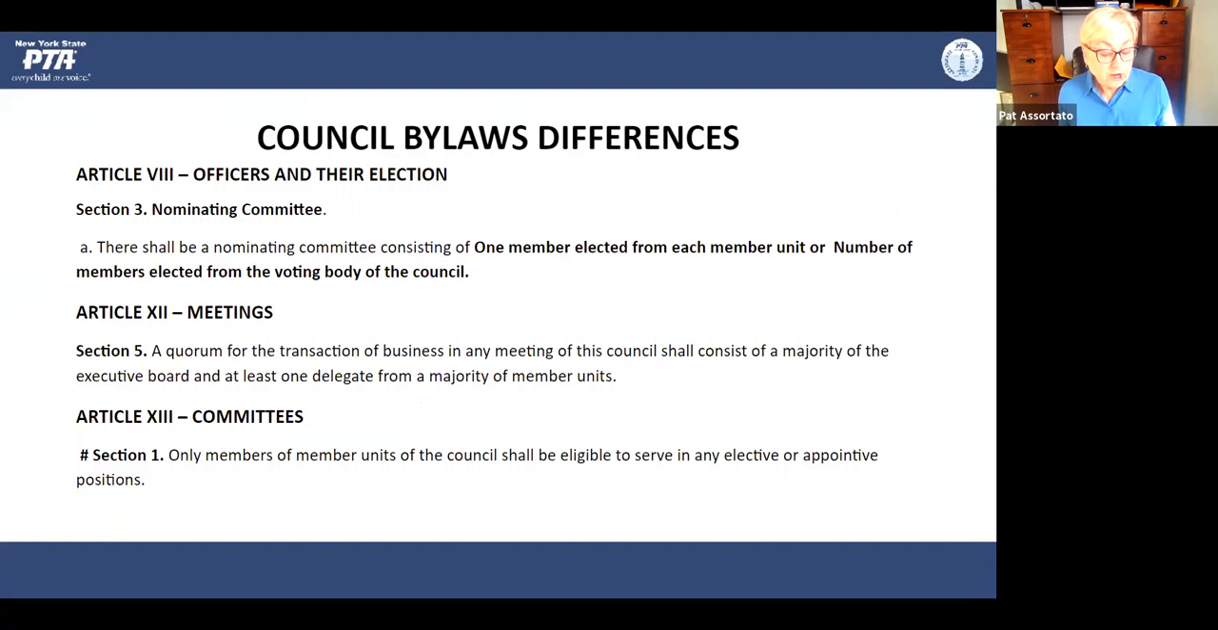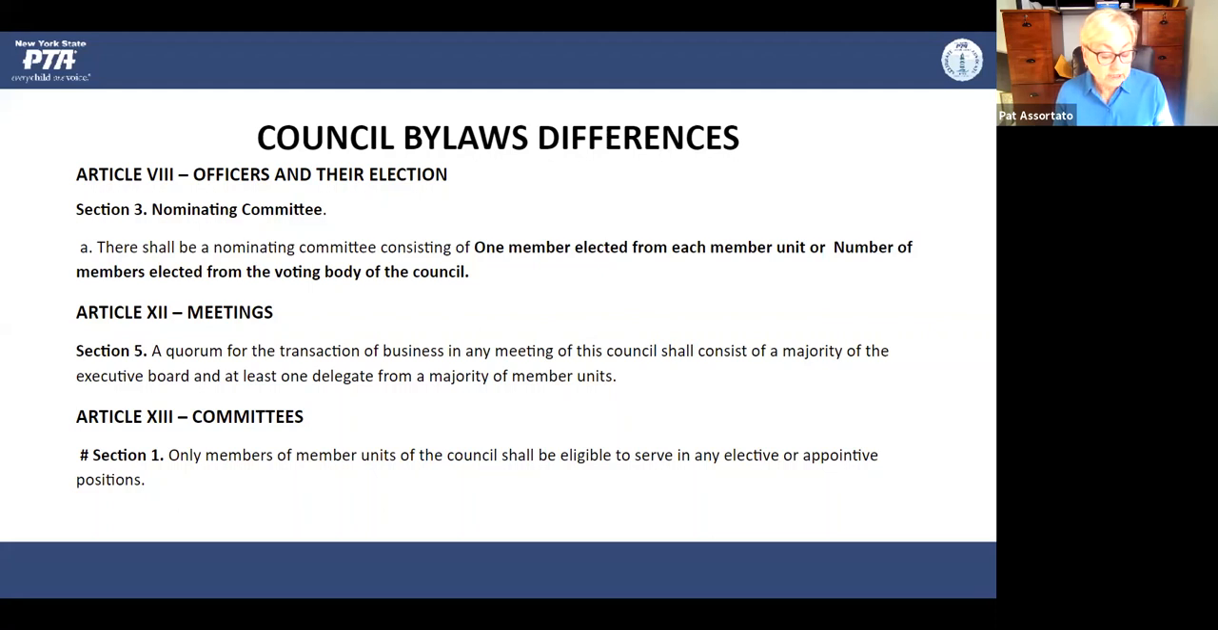Article 8, Section 3A prescribes the makeup of the nominating committee, which is different from unit bylaws. Your individual council bylaws will reflect the option as approved by your council. It would be 1 member elected from each member unit, or a number of members elected from a voting body of council. Under Article 12, Section 5, you will see that the quorum for a council is not a set number as in unit bylaws. It is determined based on how many are on your board and the number of member units.